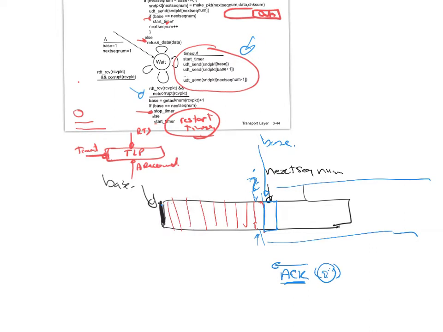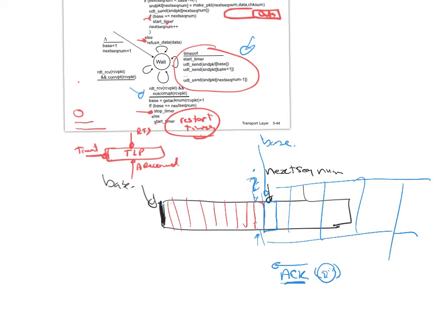Here, when I slide the window, the base happened to be at the same location as the next sequence number. What does this indicate? This indicates that all the segments in the window have not been sent yet. So there's no timer to fire here. The timer gets started only when I send at least one segment from the window.